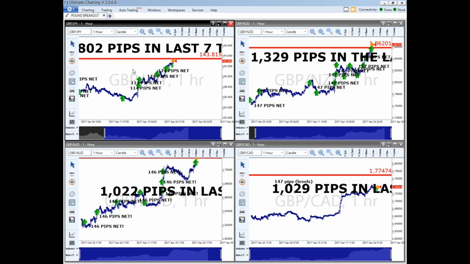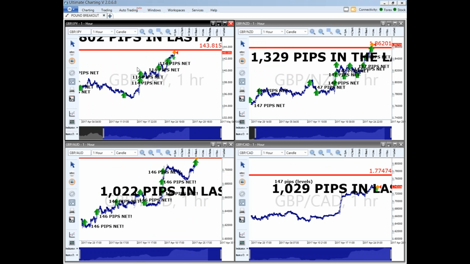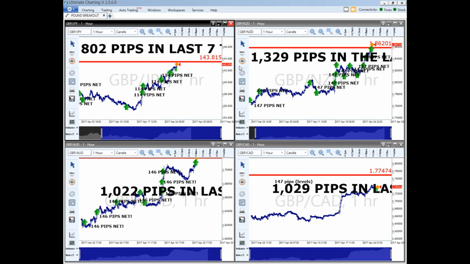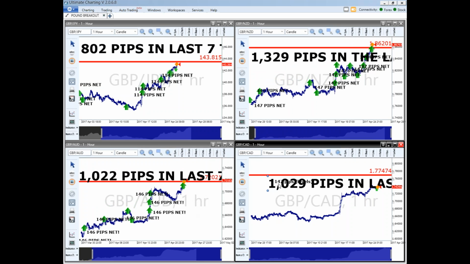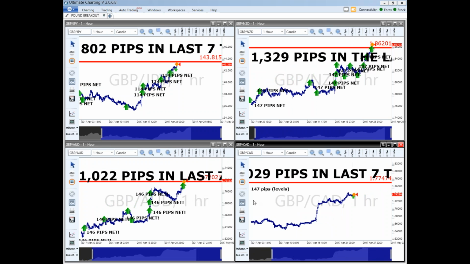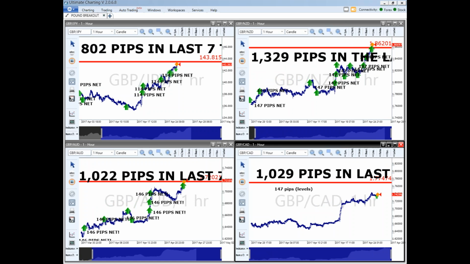These were, you know, to size into the market. We had 802 pips in the last 7 trades for the pound yen, 1,329 pips in the last 9 trades for the pound New Zealand, 1,022 pips in the last 7 trades for the pound Australian, and 1,029 pips in the last 7 trades for the pound Canadian.